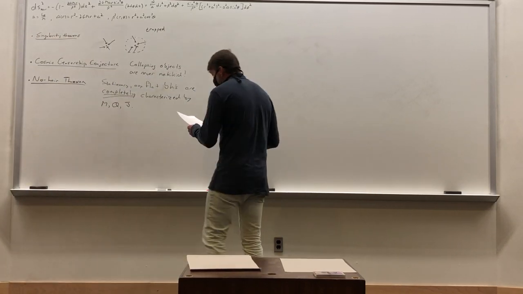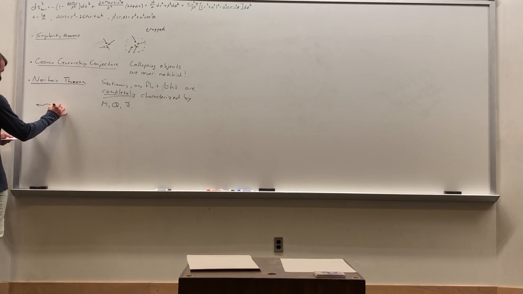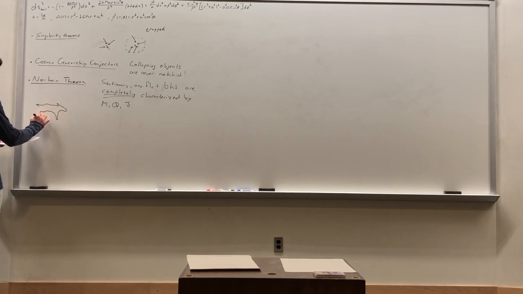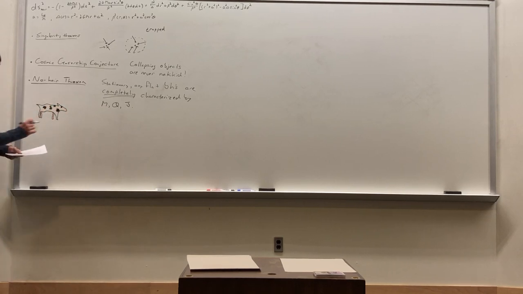They are the only three numbers. That means if I take a cow, and why wouldn't I take a cow? Yeah, I'm drawing them with skinny legs. And I collapse it to a black hole.